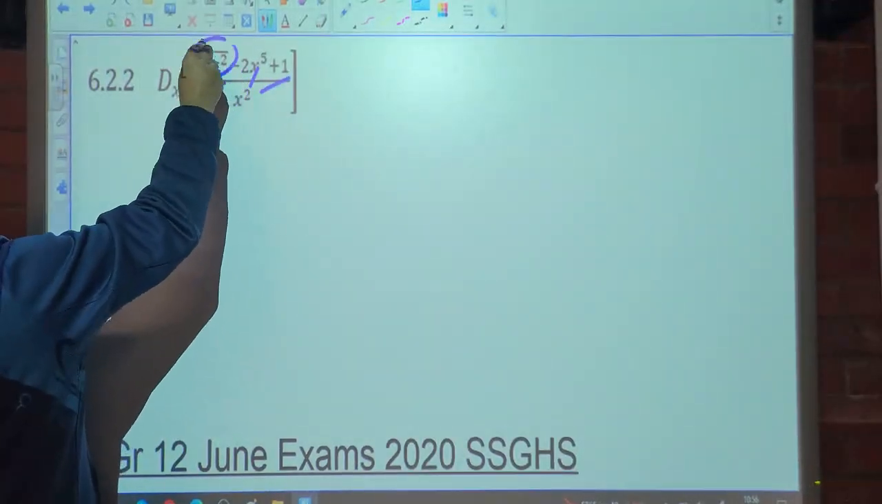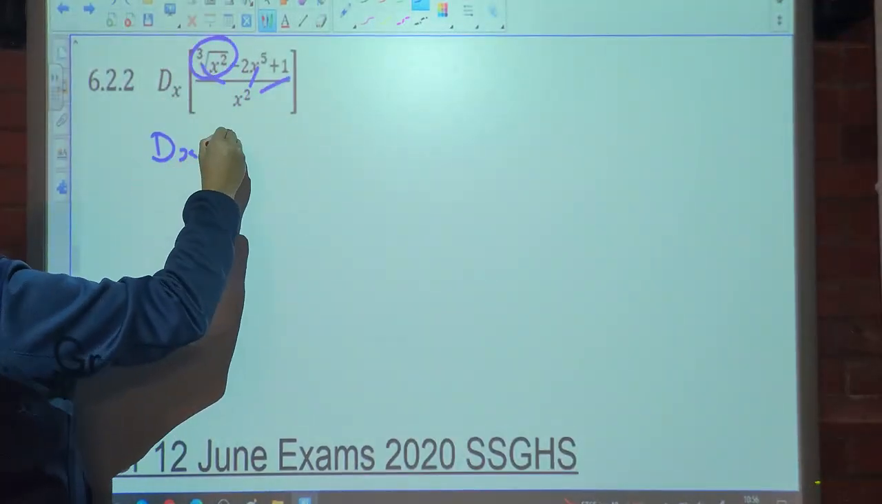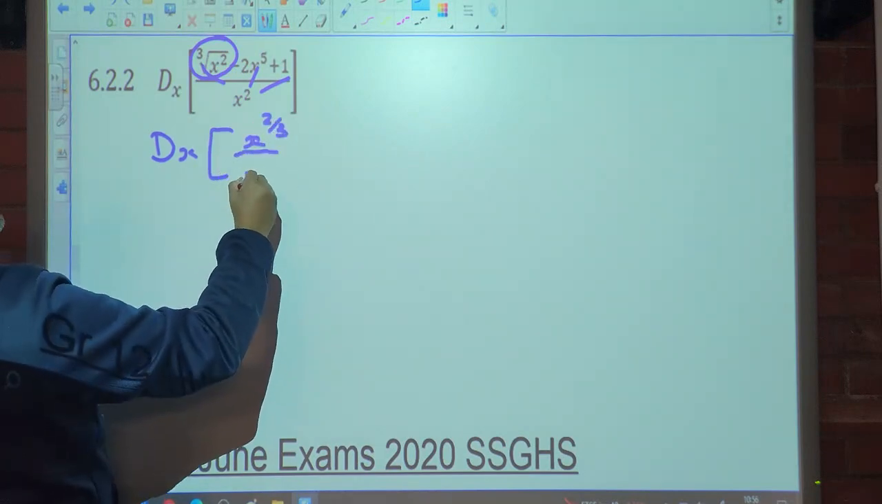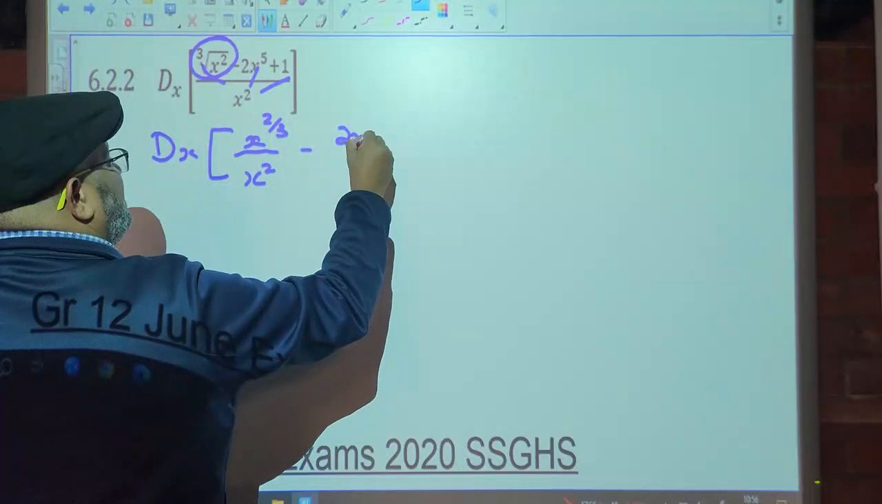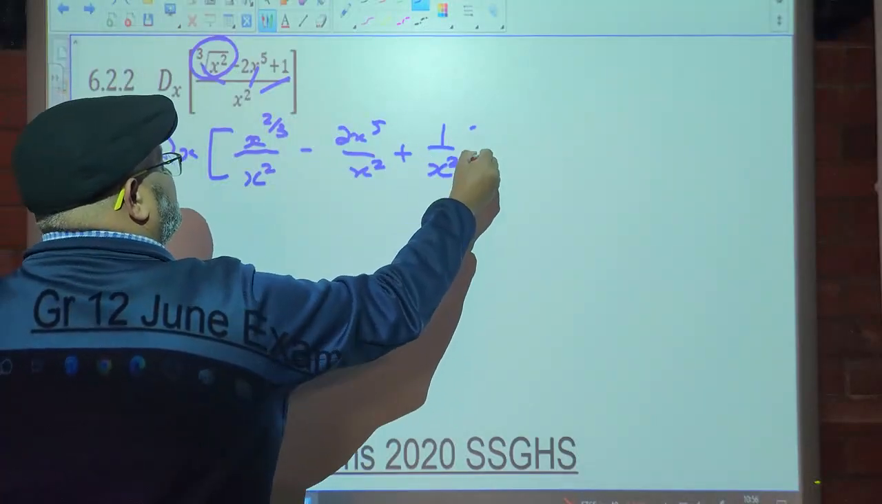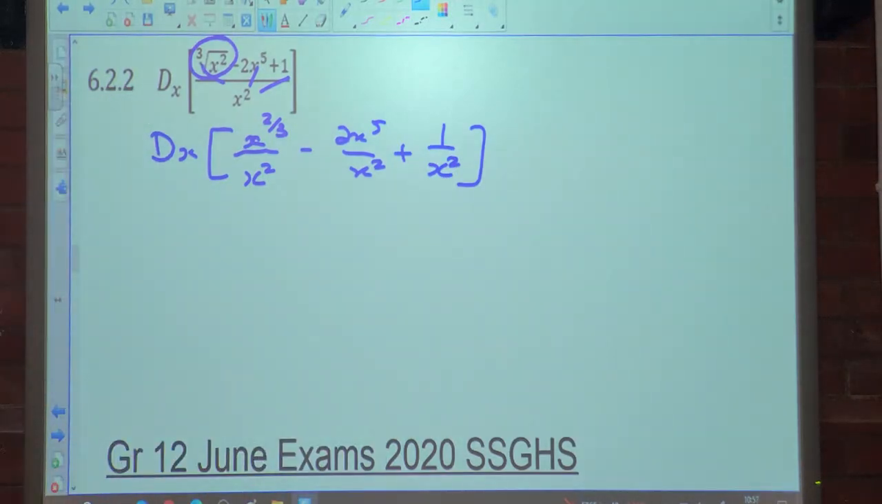I'm going to convert that to exponential form as well. So that's going to give you x to the 2 over 3 over x squared, minus 2x^5 over x squared, plus 1 over x squared. Now I know some of you can do that in your head. Do it in your head when you're studying for the exam. But in the exam, if I were you, I would write these things out nicely. Because you guys normally have an hour left in your exams, no?